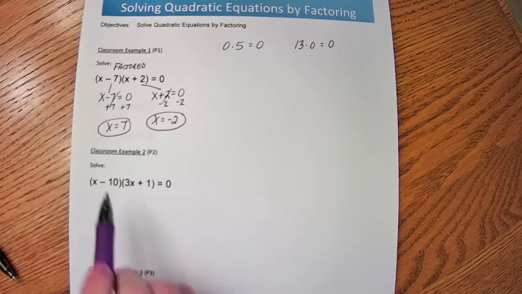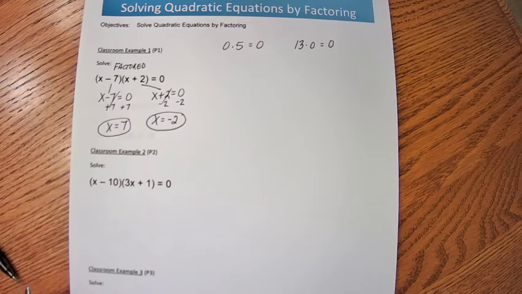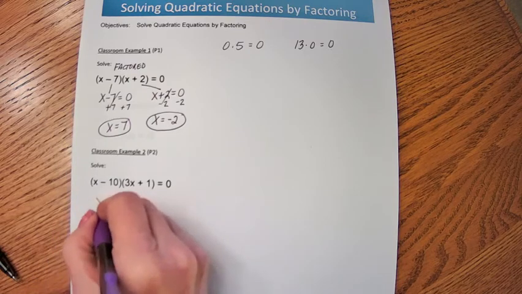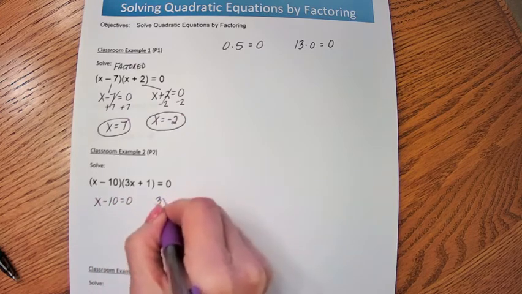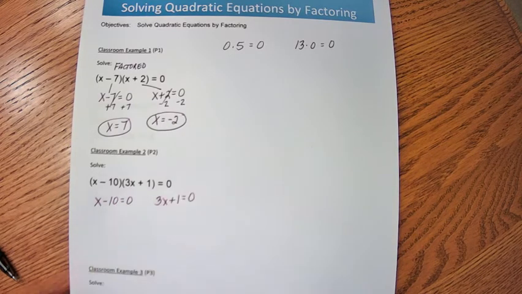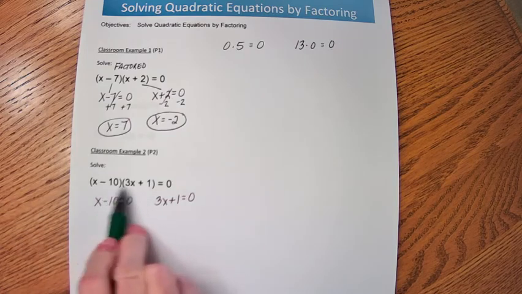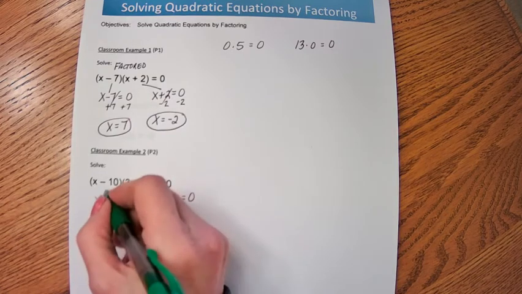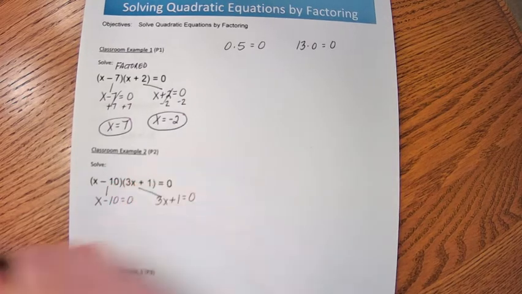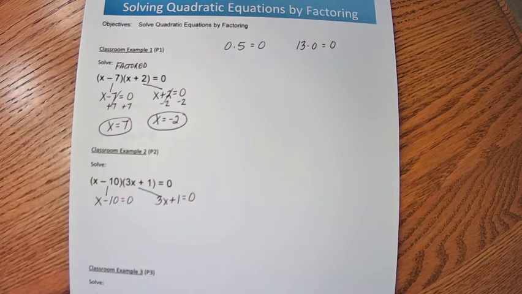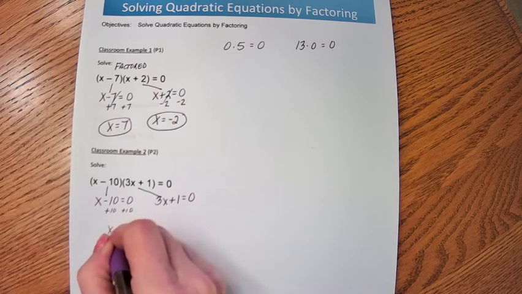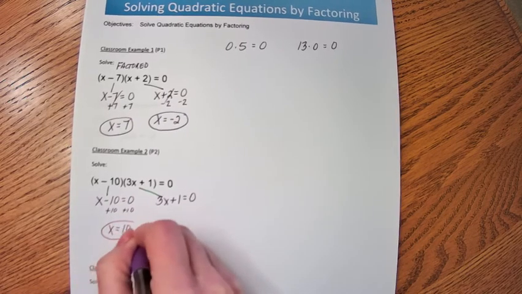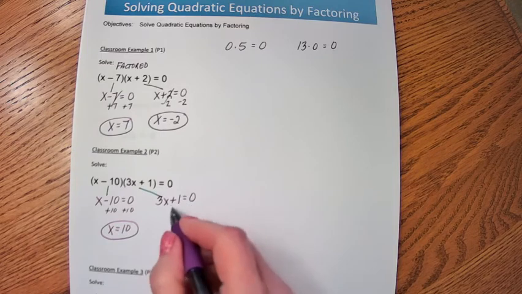Looking at classroom example 2, again, this is already factored, which tells me either the first factor is going to equal 0 or the second factor is going to equal 0. The fact that when I multiply two expressions together and I get 0, either the first factor is equal to 0 or the second factor is equal to 0. And now I solve these separately. Let's get x by itself by adding 10 to both sides. X equals 10 is one solution.